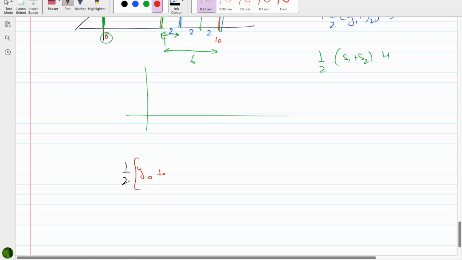y0, and because all the others are coming twice, this is y1 plus y2 plus y3, whatever they are, plus the last y, and times the height. Height is the distance between the intervals, and this will give you the area of the trapezium, which will be a much better approximation than if we consider them as a single one.